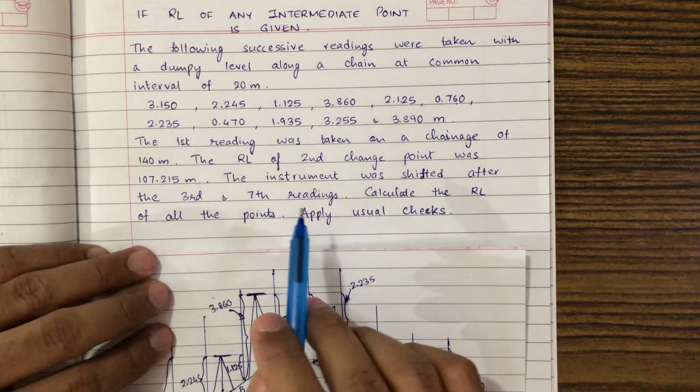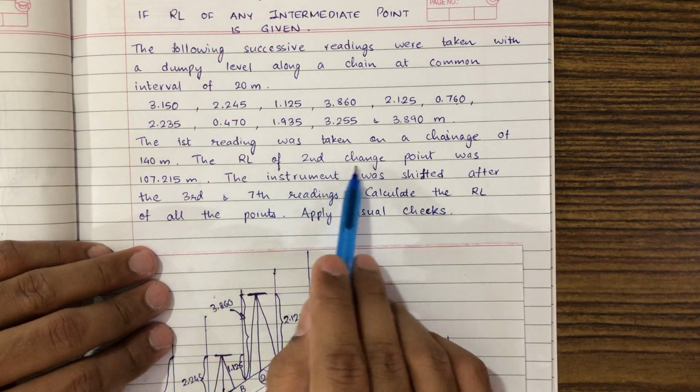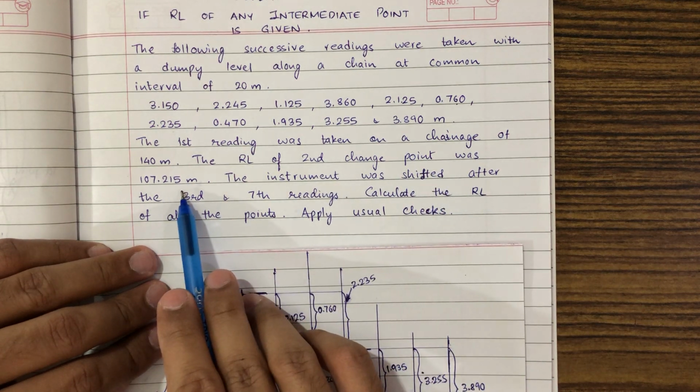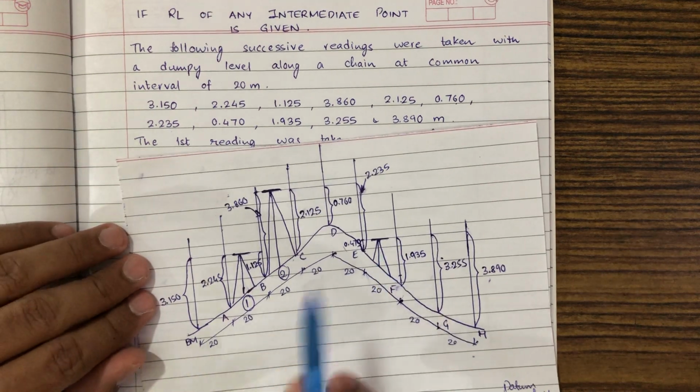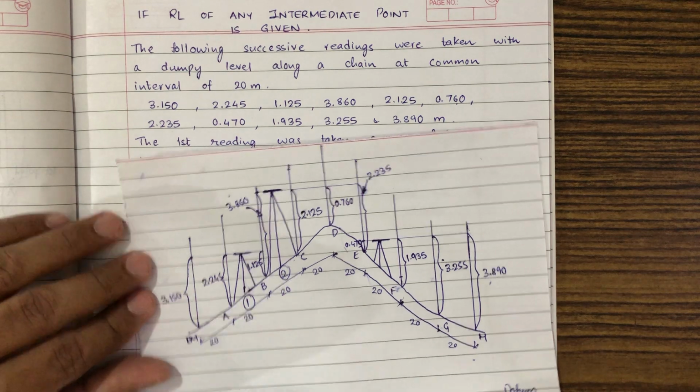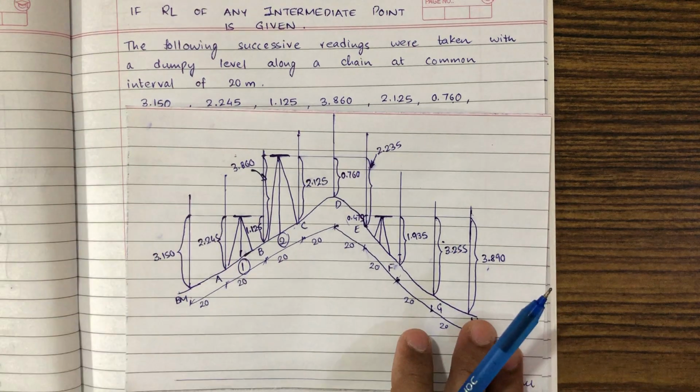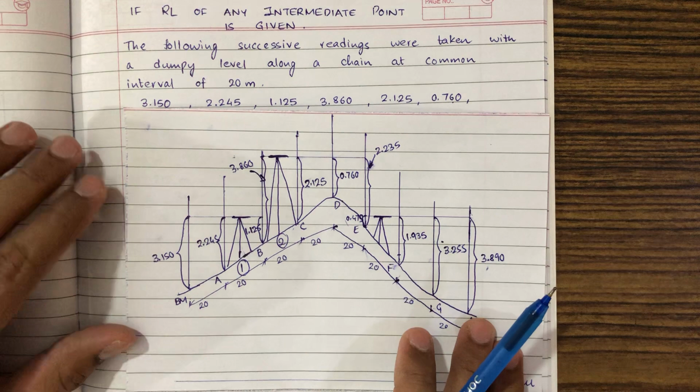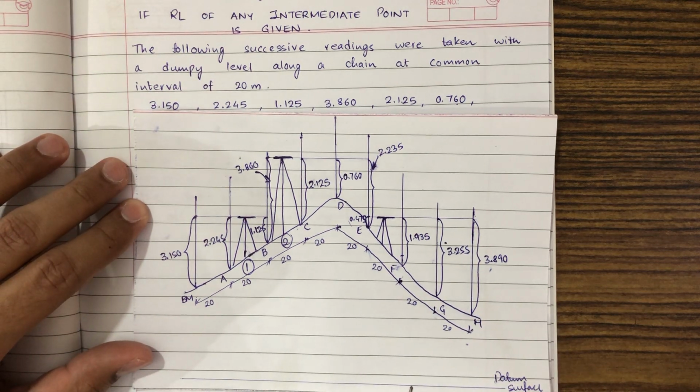Now it is saying that the RL of the second change point was 107.215. In earlier problems, the RL of the first point would have been provided to you. But in this case, the RL of the second change point is given to you.